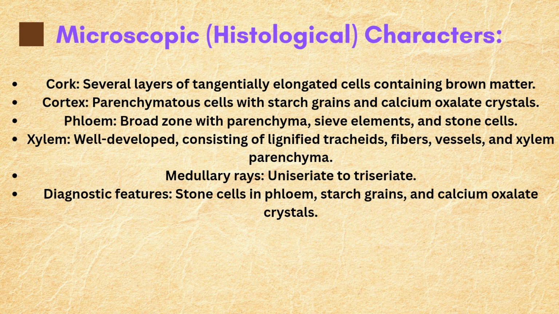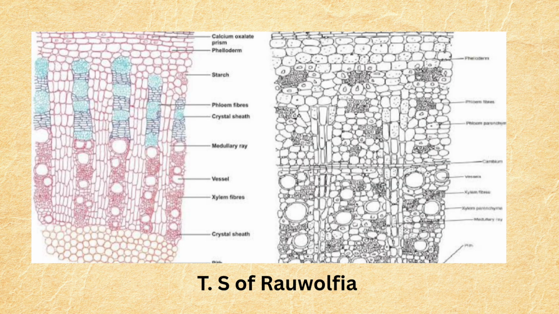Diagnostic features: stone cells in phloem, starch grains, and calcium oxalate crystals. Here, the transverse section of Rauwolfia.